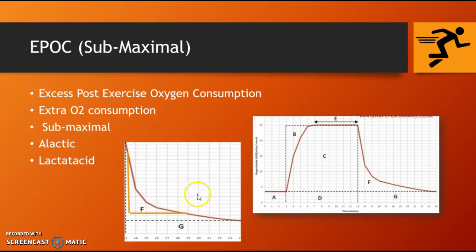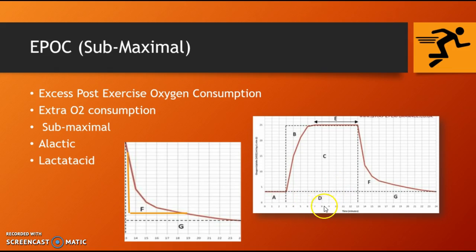So this is during submaximal exercise. I've put here alactic and lactic acid. Here I've shown you where EPOC is. If we compare this onto the graph, it will be the F and G stage. I've literally just cut it down in short. This orange line here would be our alactic stage, and then lactic acid will be the bottom line. I'll talk about the alactic and lactic acid part later on.